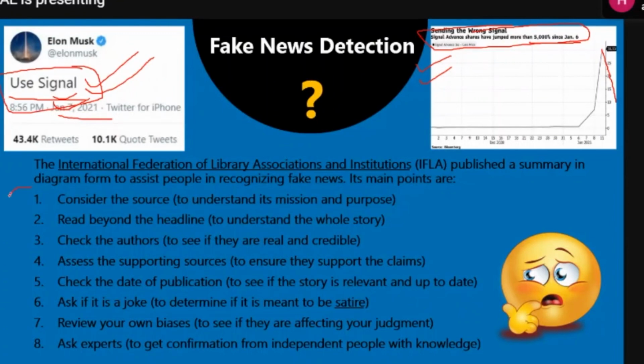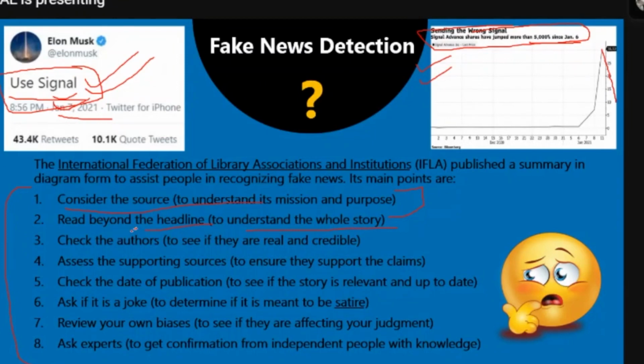These are the 8 points which we have to consider to detect fake news. Consider the source, which source is sharing. Suppose some news channel is sharing. So now we have to read beyond the headlines. So what are the headlines written over here? We have to understand the whole story behind that, not just read the headline and make some conclusion.